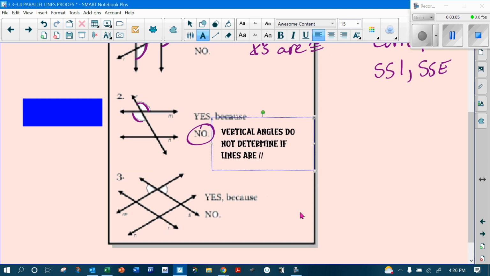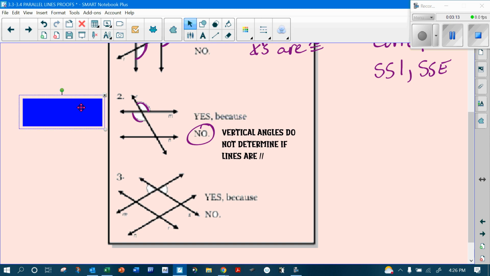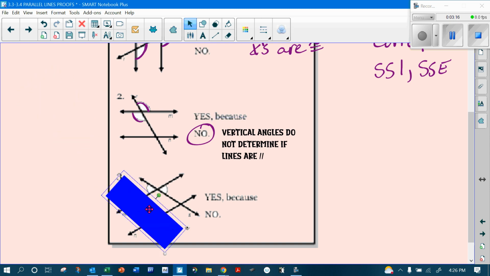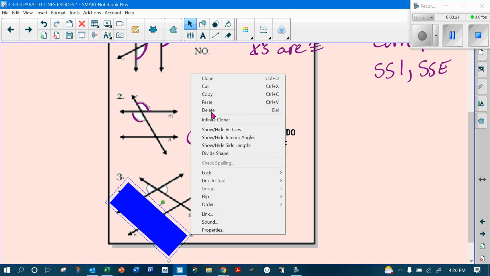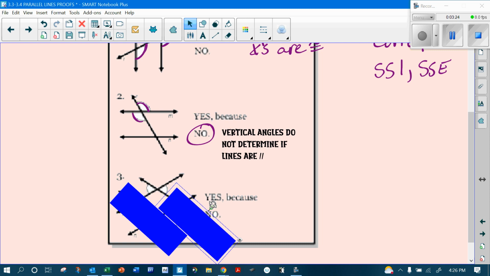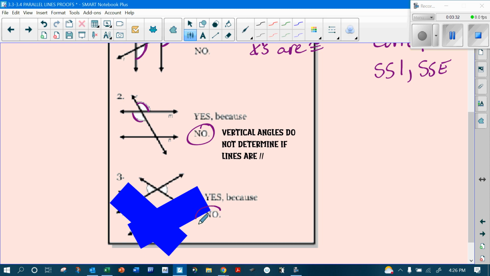All right, next. So now I have a lot of lines going on. And again, these are vertical. If I were to take this box right here and cover up that, and also this here, if I covered up both of those, I can still see those angles. So again, this is no for the exact same reason. Vertical angles do not determine if lines are parallel. End of story.